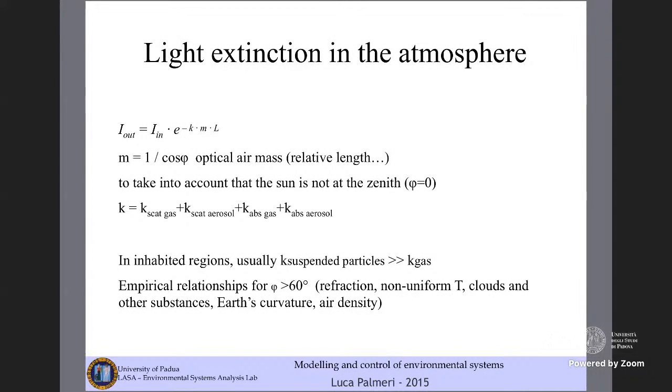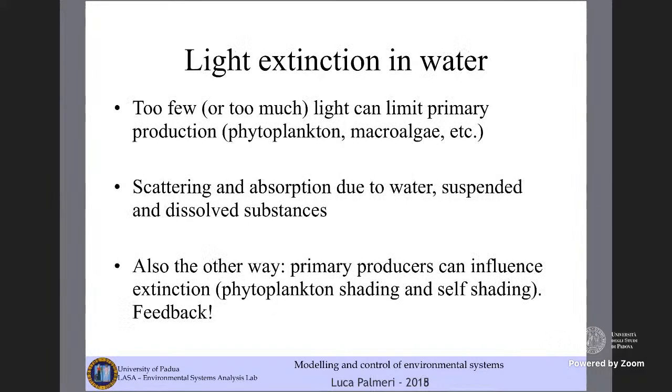You may imagine that we may employ a similar model for describing light extinction in water. In this case, we may notice that too little or maybe too much light can limit primary production. So we start introducing the concept of limitation to primary production, limitation to phytoplankton or to algal growth.